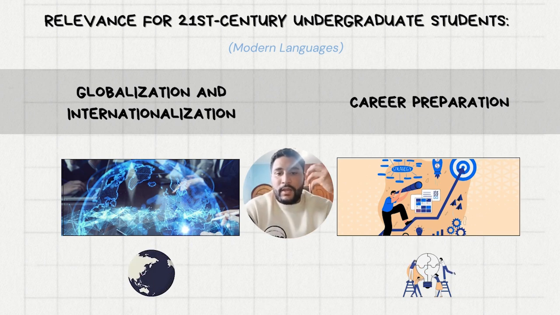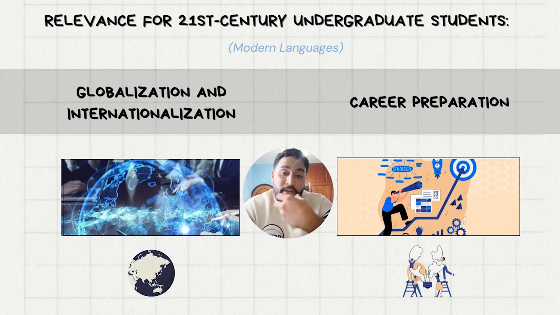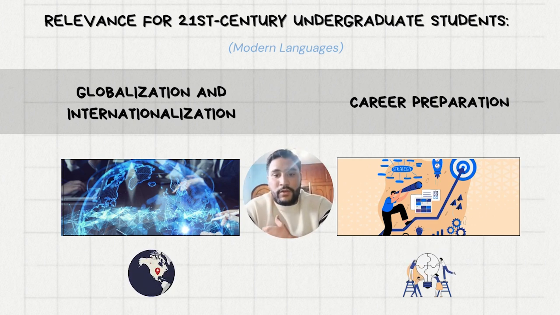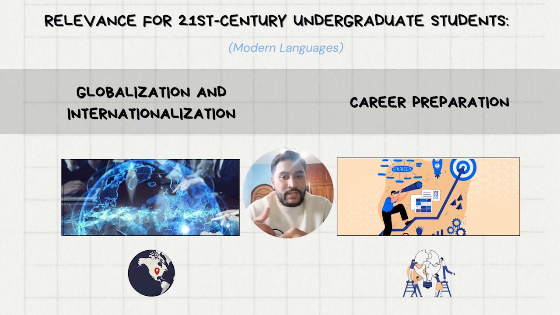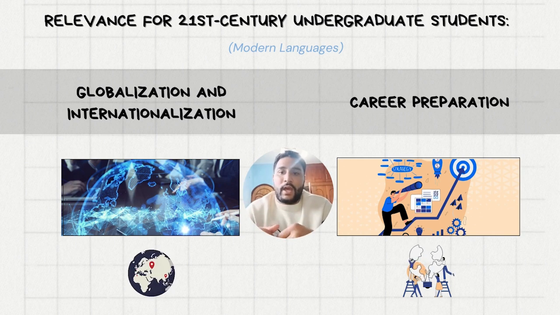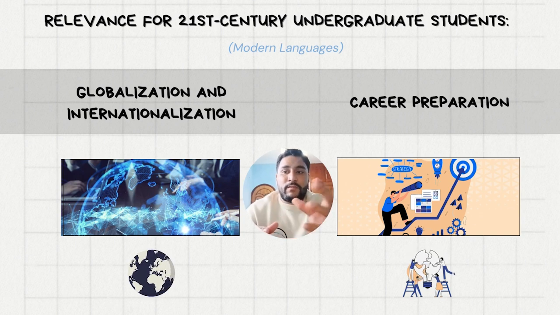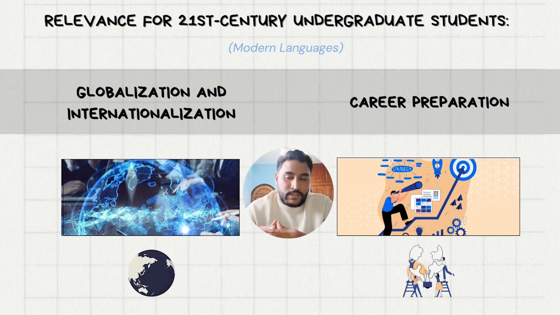Following a little bit with the ideas posed by Andrea, English for specific purposes has become increasingly relevant for 21st century modern language undergraduate students due to several factors, as, for example, globalization and internationalization. The interconnectedness of the modern world has made English a global language, particularly in fields like business, technology, science, and medicine. ESP courses prepare students to communicate effectively in these domains, enhancing their career prospects.